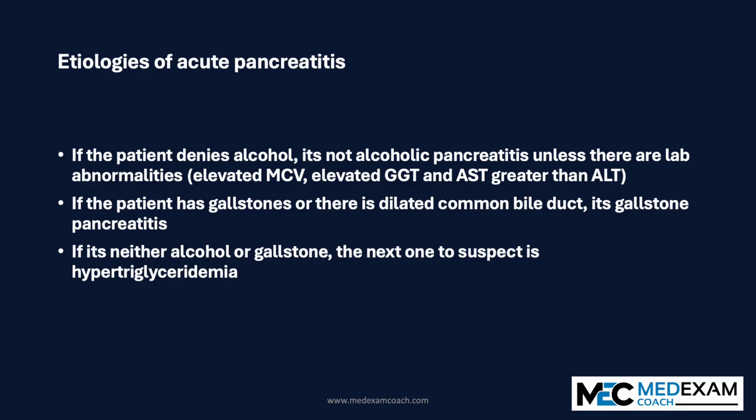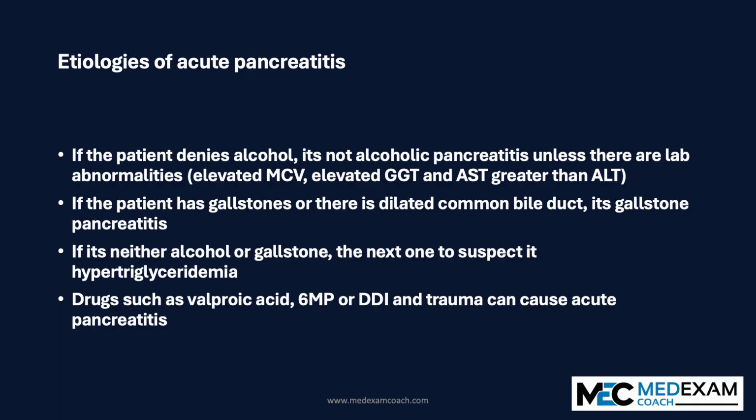If it's neither alcohol nor gallstones, you should do a lipid panel to see if the patient has familial hypertriglyceridemia. And then if it's none of these three, then you've got to think about drugs. The most common are valproic acid, which is used in seizures or bipolar disorder, 6-MP, which is used in immunosuppression for transplants, and then DDI, which is a medication for HIV, which is not really used much anymore. There are also other medications that can cause acute pancreatitis, such as thiazide diuretics, but those are uncommon.